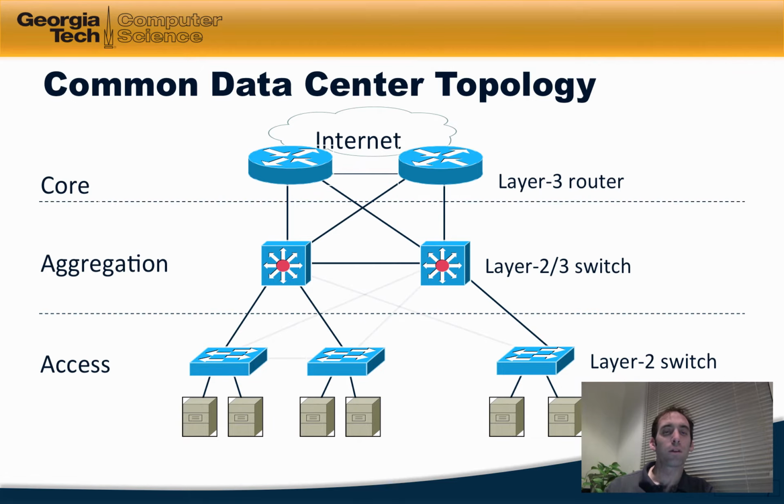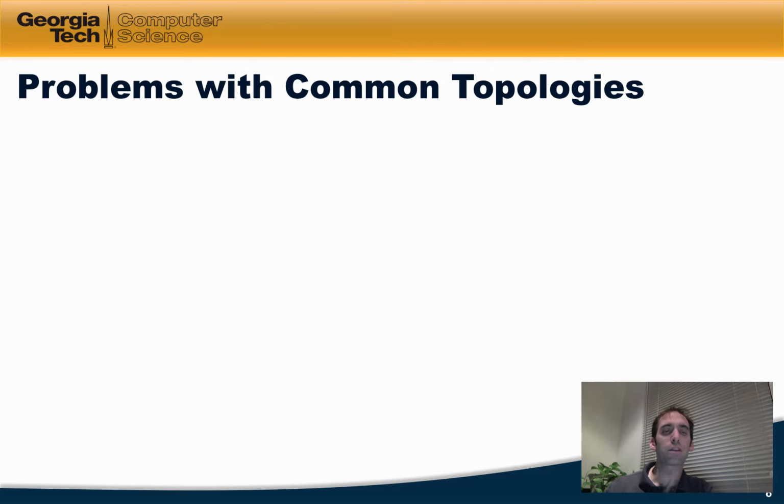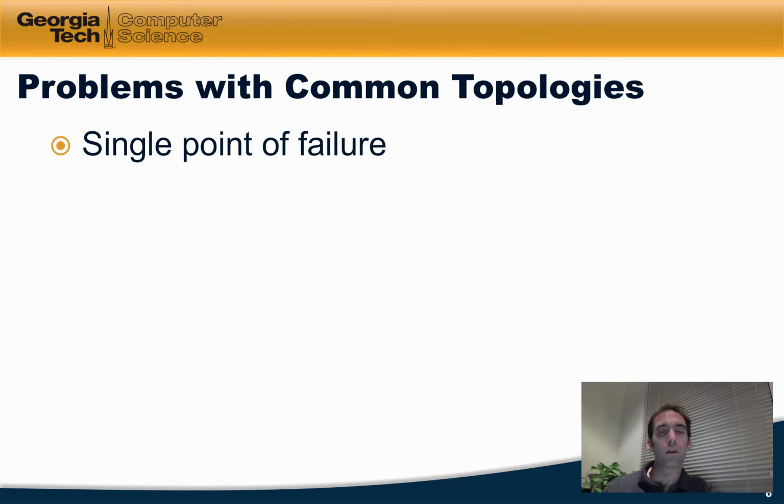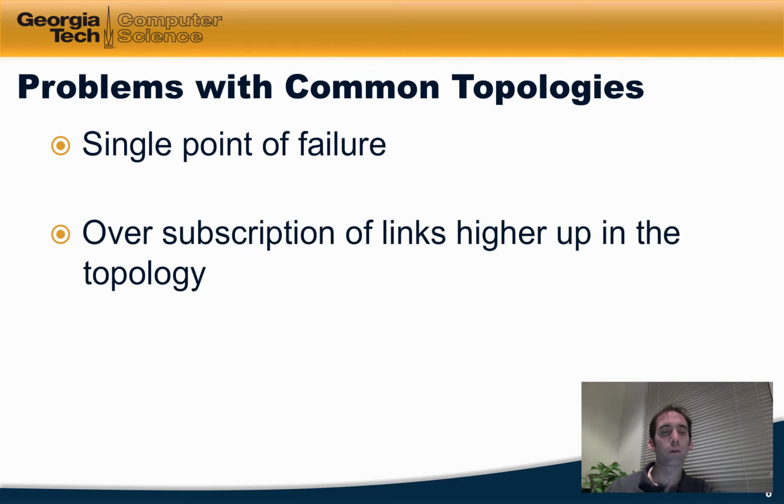Unfortunately, this type of topology presented a number of drawbacks. The first is that the core routers presented a single point of failure. If any node or link failed in the core, servers at the edge might not be able to communicate with one another. Second, links higher up in the topology might become oversubscribed.